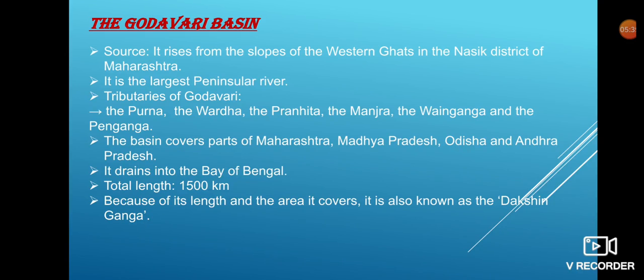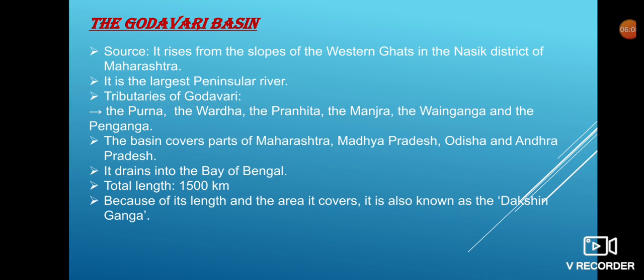The Godavari basin, or the Godavari river. The Godavari is the largest peninsular river. It rises from the slopes of the Western Ghats in the Nasik district of Maharashtra. Its length is about 1500 kilometers. It drains into the Bay of Bengal. Its drainage basin is also the largest among the peninsular rivers.